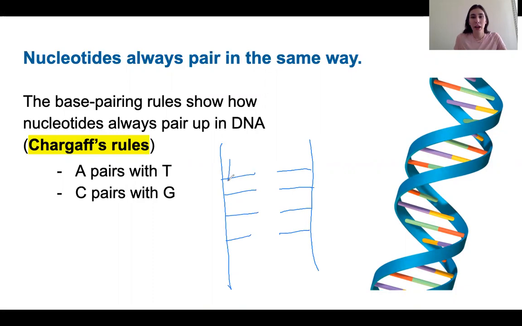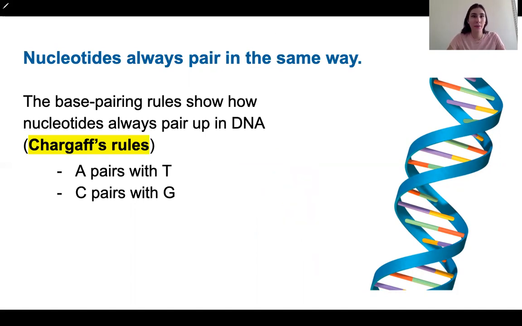Let's assume that I have the following bases: adenine, cytosine, guanine, thymine. According to Chargaff's base pairing rules, adenine will always pair with thymine. Cytosine will always pair with guanine. Guanine will always pair with cytosine. And thymine will always pair with adenine. This way, you will always have the same amount of adenine and thymine, and cytosine and guanine, in any strand of DNA that you're looking at.